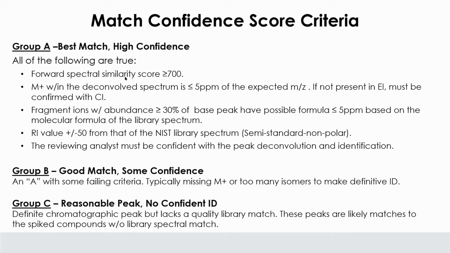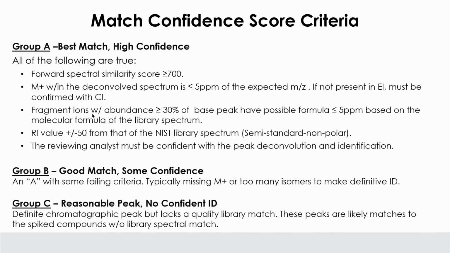So any presumptive identification had to have a forward similarity score of at least 700. If there was a molecular ion in the peak true spectrum, it had to be within 5 ppm of the expected M over Z based off of the formula in the library for the presumptive mass. If there wasn't a molecular ion in the EI data, then we also ran these samples in CI so we could reach into the CI data and apply the same mass accuracy threshold.